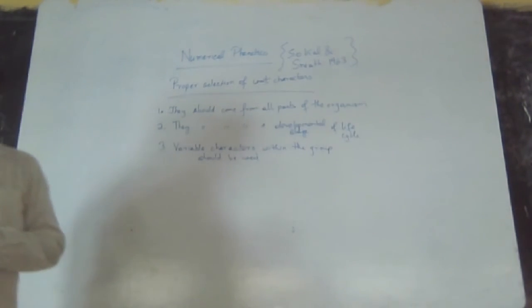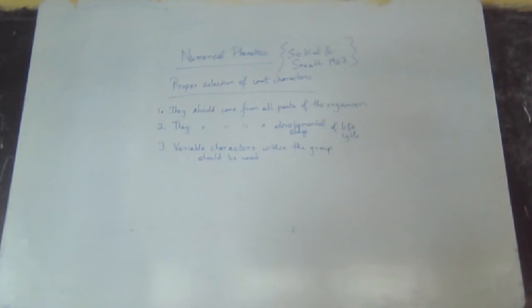Variable characters within the group should be used. Say you are taking the group mammals. If you say presence and absence of head, all of them have got a head. It's a constant character, so head doesn't become a unique character. You have to find out something else.